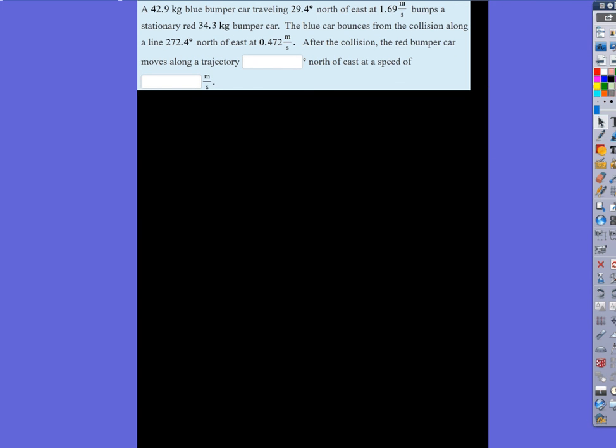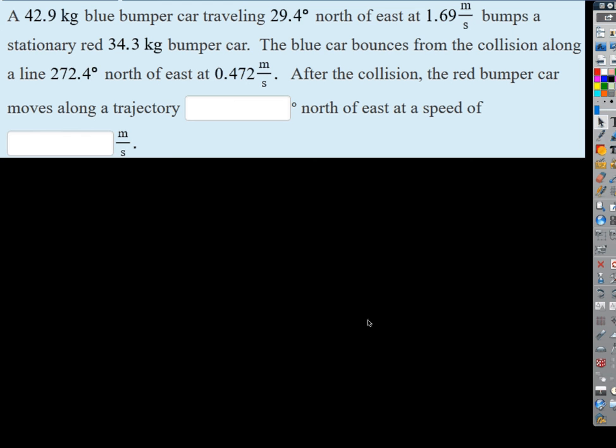Okay, so this is pretty hard, right? We got a blue bumper car traveling. They tell us the direction it's traveling and the speed it's traveling. So we know its initial velocity vector, right? Or momentum vector. It bumps into a stationary red bumper car. We know the mass. The blue car bounces from the collision. They give us the direction and the speed. Okay, and we're supposed to know after the collision along what trajectory. So what is the final velocity of the red bumper car?